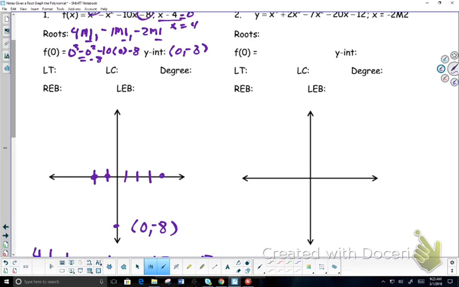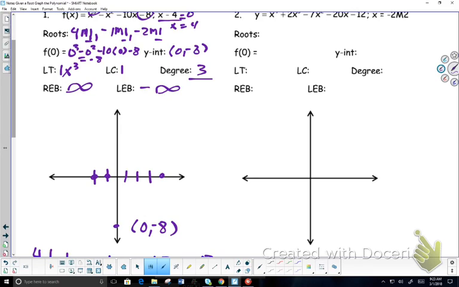The leading term in this case is x cubed. The leading coefficient would be that 1 out in front of it. And then our degree is the exponent, which is 3. Because our leading coefficient is positive 1, that means our right-end behavior of our graph is going to go to infinity. It's going to go up forever. Because our degree is 3 and it is odd, that means our left-end behavior is going to go the other way. In other words, it's going to go down forever as it goes to the left.